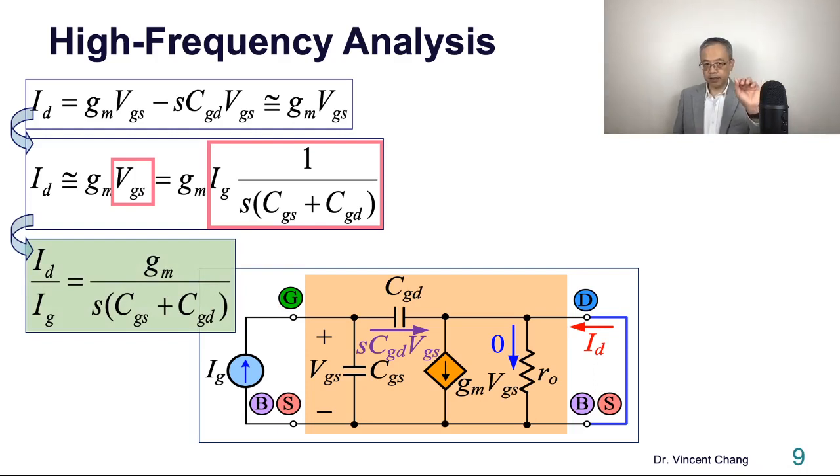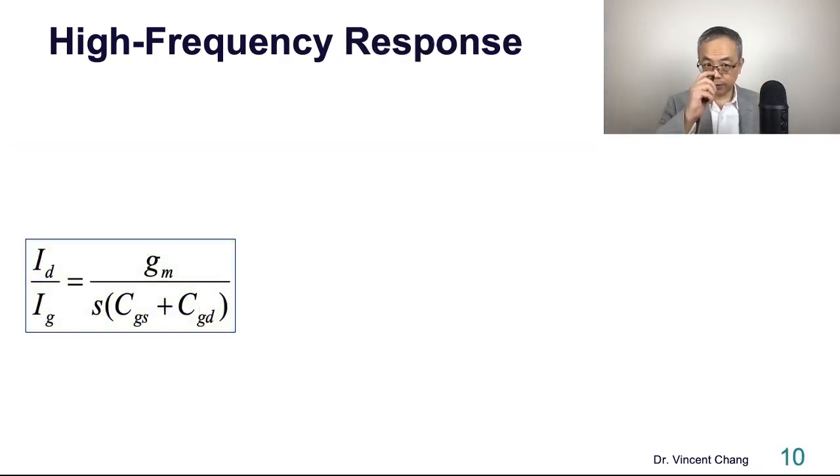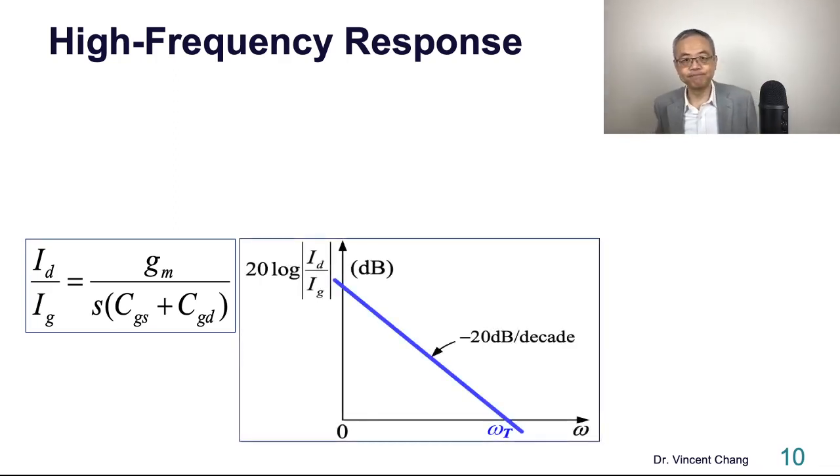The output current divided by the input current. So this is the outcome, this is the result. This is the high frequency transfer function, the current transfer function of the MOSFET. So the magnitude response of this current gain is going to go like this, right? And the high frequency slope is going to be negative 20 decibel per decade of frequency.